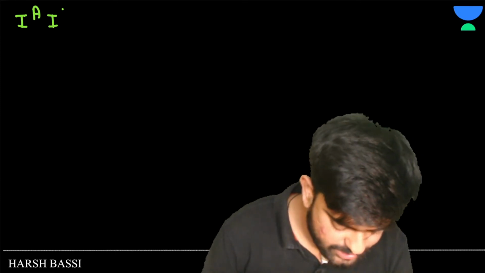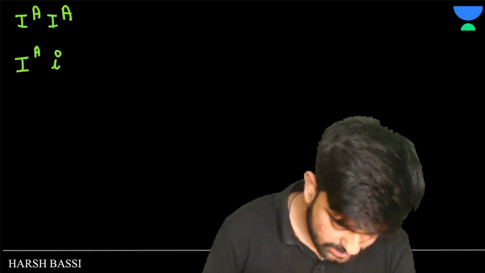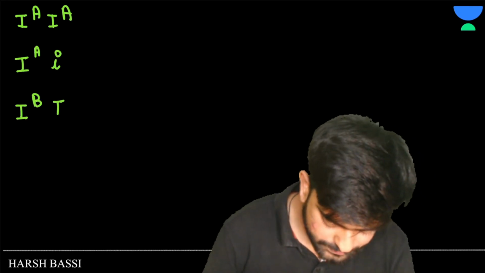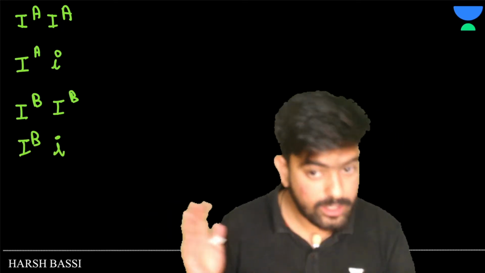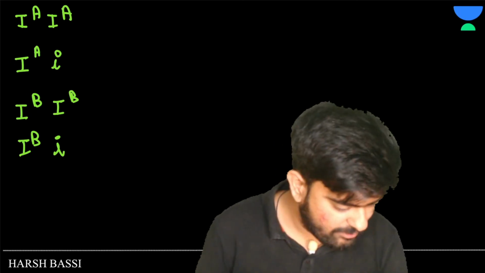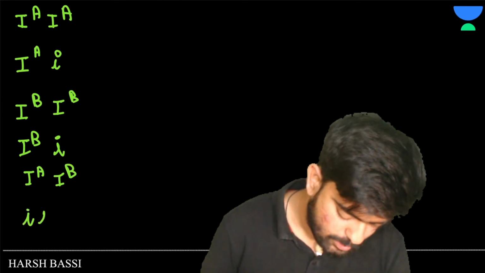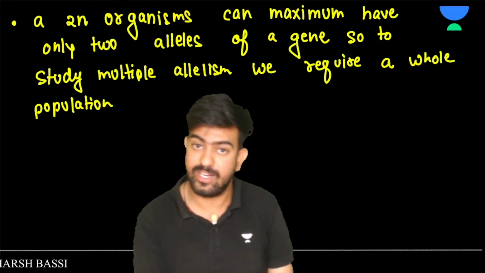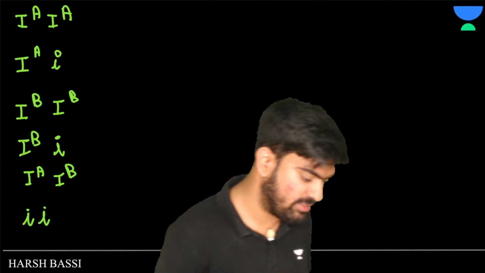We have IAIA. First of all, let's write this, then I'll make you understand. Then we can have IAi. Then we can have IBIB. Then we can have IBi. See, my dog is also excited. And then we can have IAIB. And then we can have small ii. 6, right? 1, 2, 3, 4, 5, 6. That means the formula which I said was correct, right? So we have these 6 types of genotypes here.